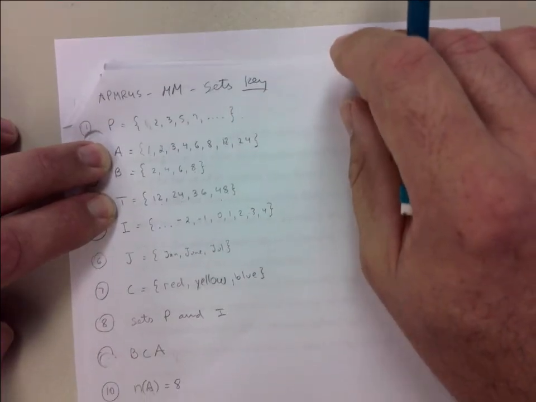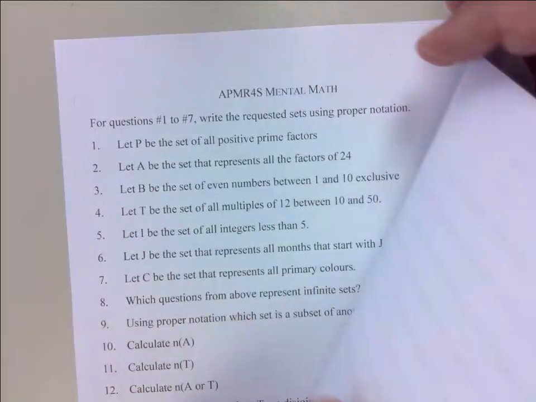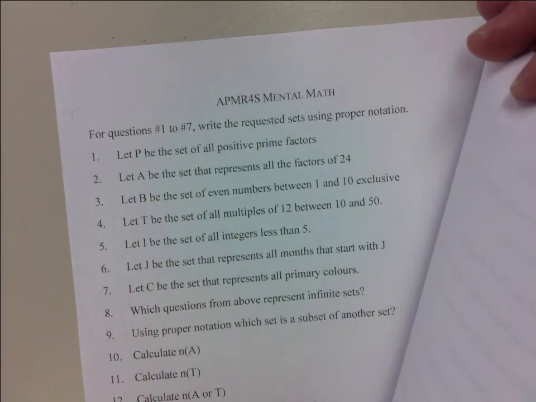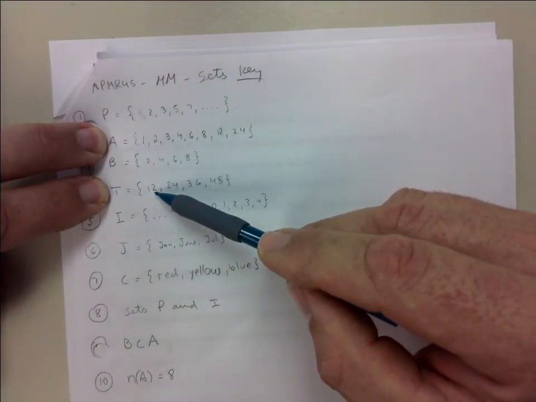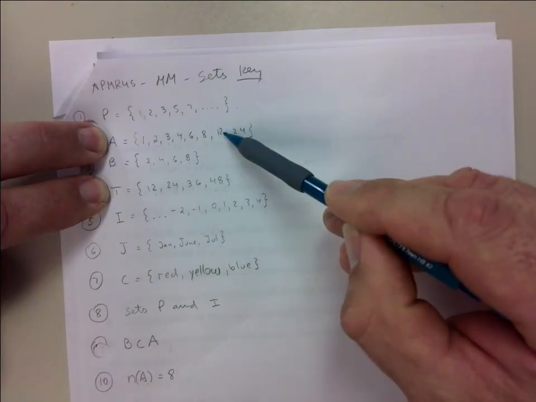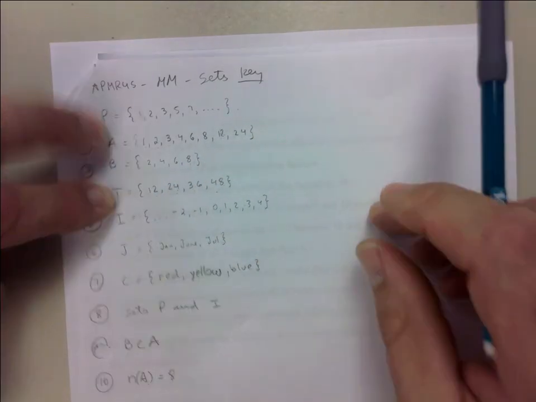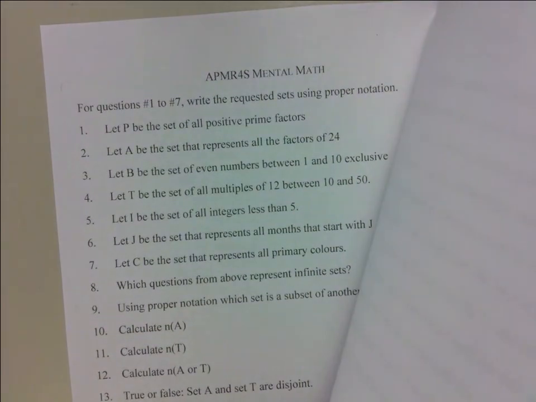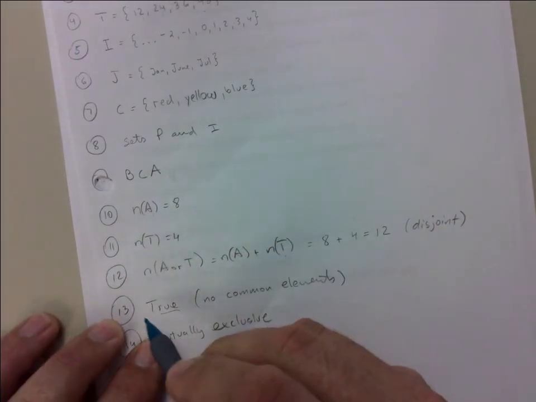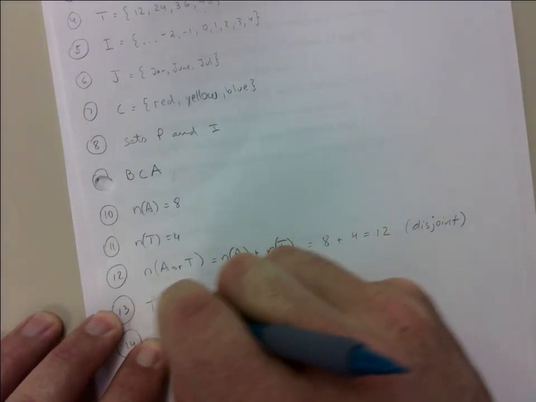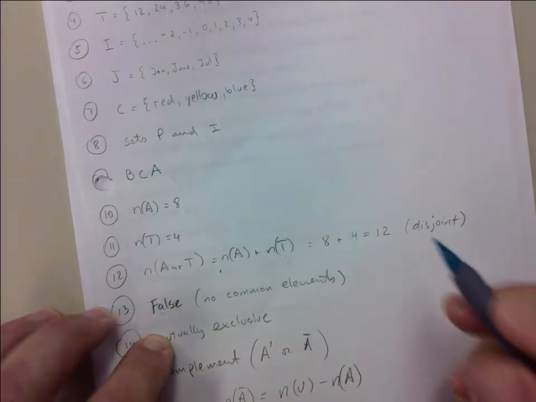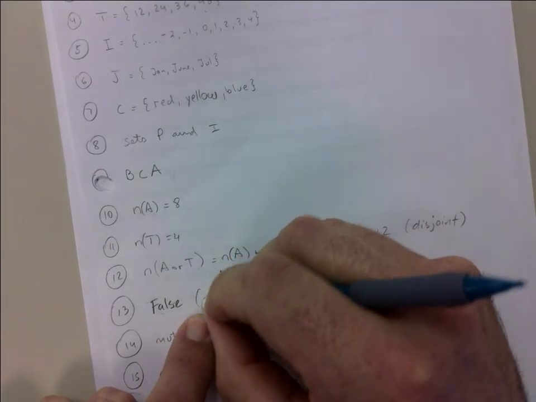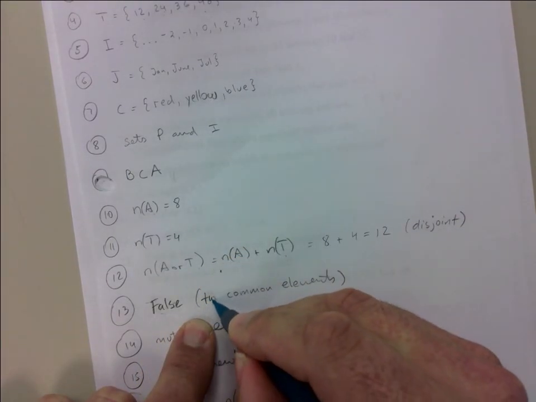Sorry, I have to read it again. I feel like I made a mistake. A and T are disjoint. I'm looking at A and T. Oh, they're joint, because they share. They share, so false. So 13 is false. I don't know what I was doing. I was probably thinking of the weekend. False. They have two common elements.